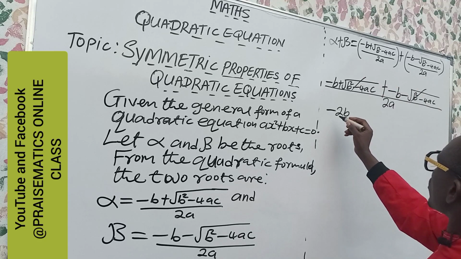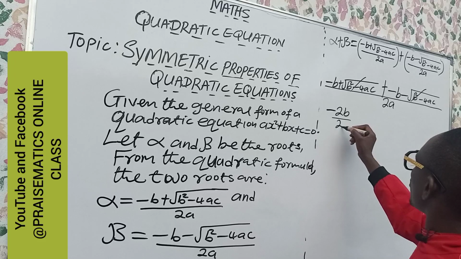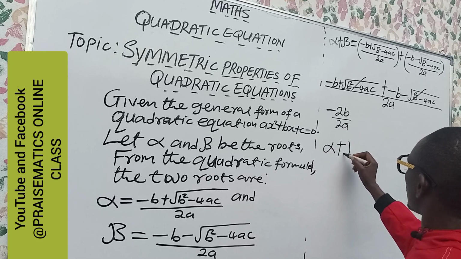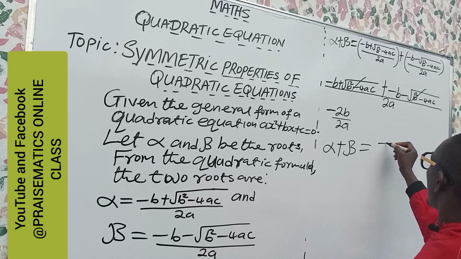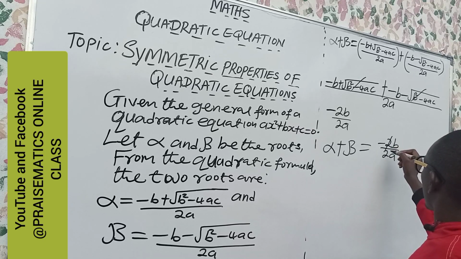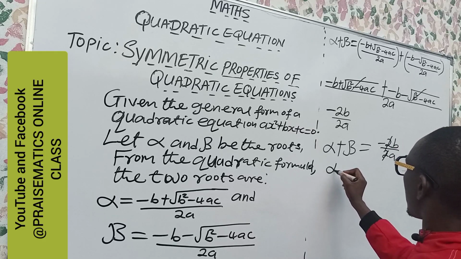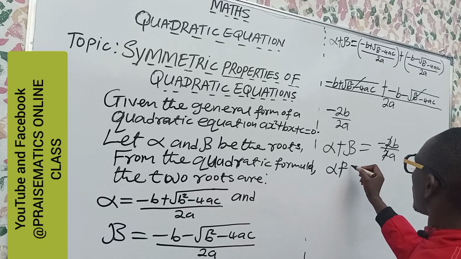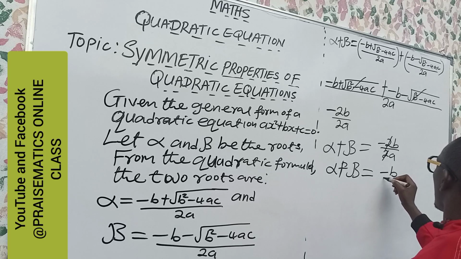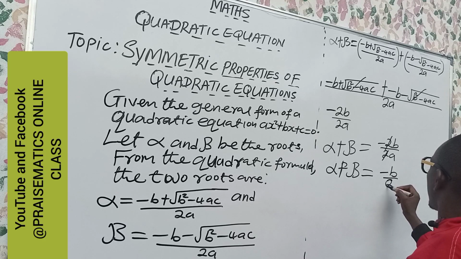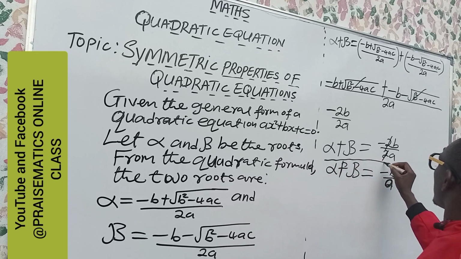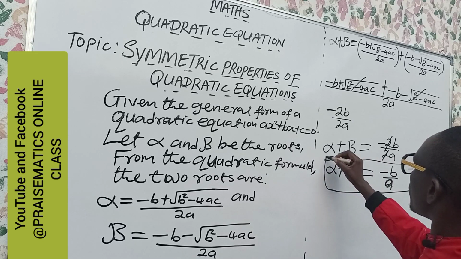So we are left with this over 2a. Therefore, alpha plus beta is equal to minus 2b over 2a. This 2 will cancel this 2. Alpha plus beta is equal to minus b over a. So that is it. This is very important in solving symmetric properties.